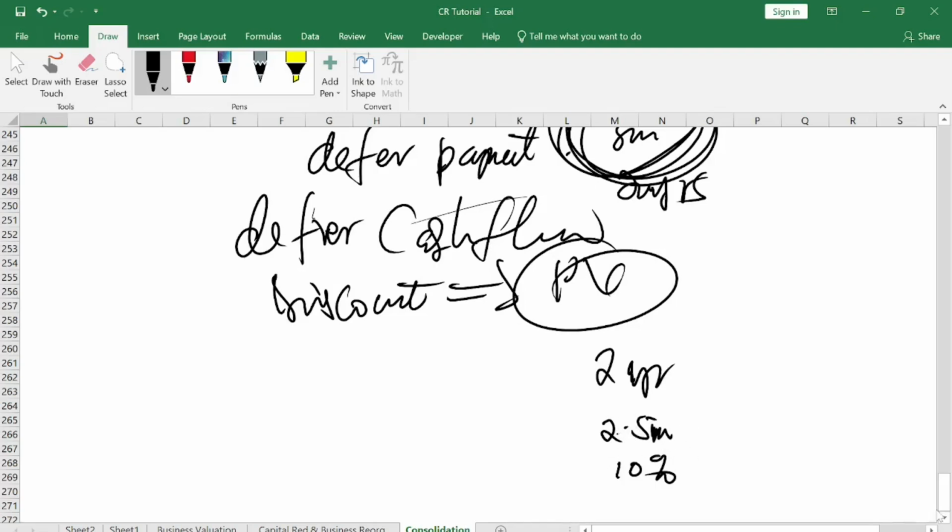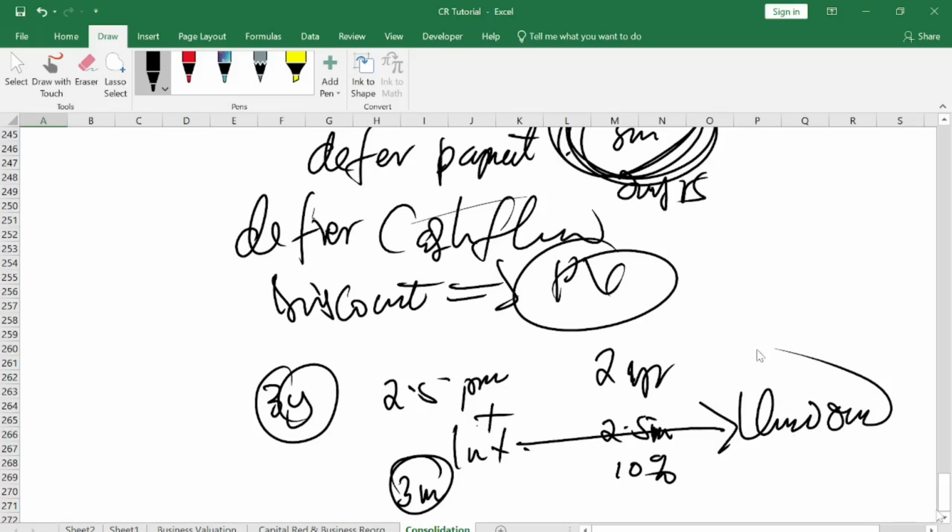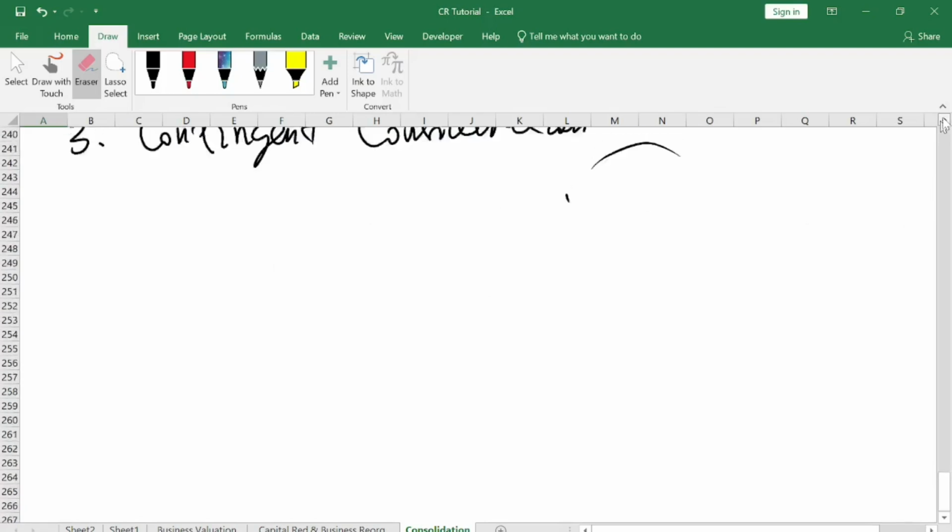So every year there's a finance cost component on it. By the 2 years time when you pay the 3 million, the 2.5 principal that you pay plus the interest should sum up to 3 million. The interest is what we call unwinding. Do you understand? Good. We'll deal with these matters along the line. We'll get there.